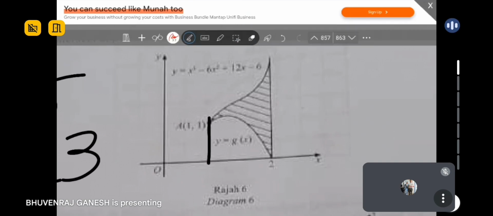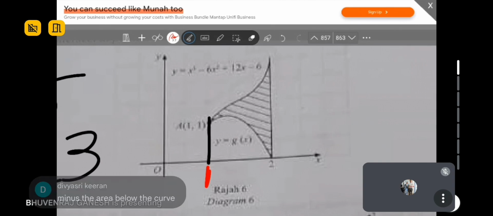So what will be the concept? I think it's quite clear. So kamu ambil apa guys? Ariana, ada idea? Macam mana nak cari luas kawasan berlorek? How to find the shaded region? Hello Ariana. Yes, minus the area below the curve, correct.